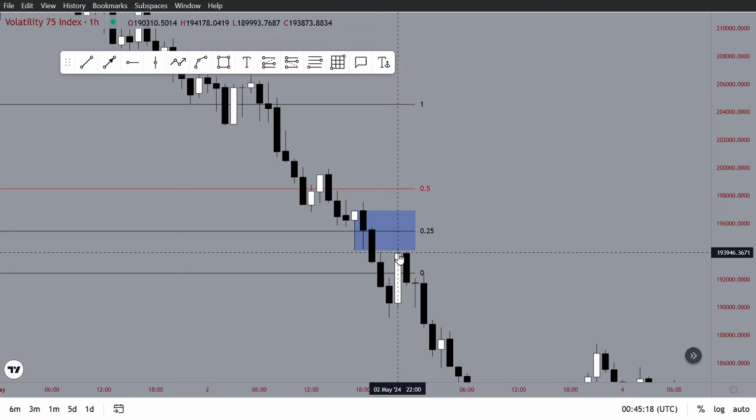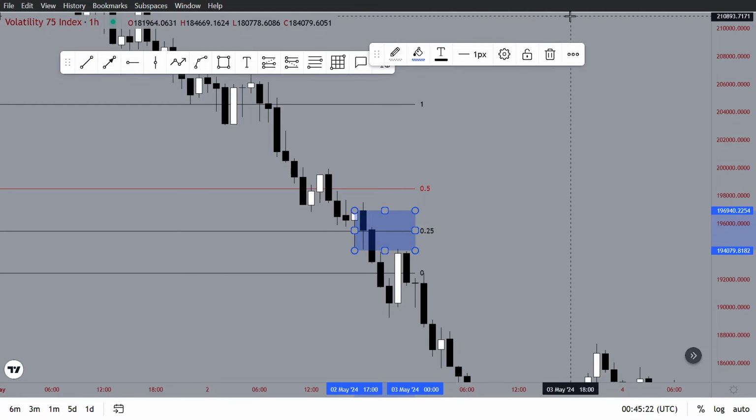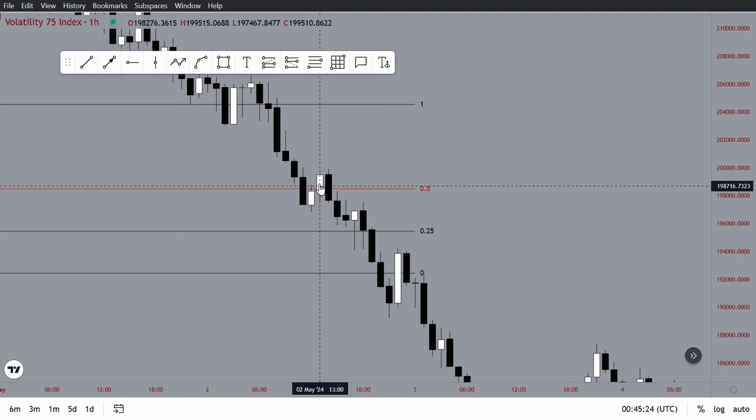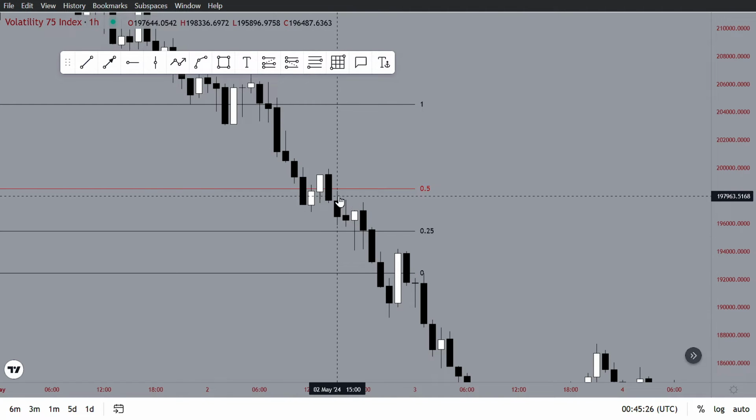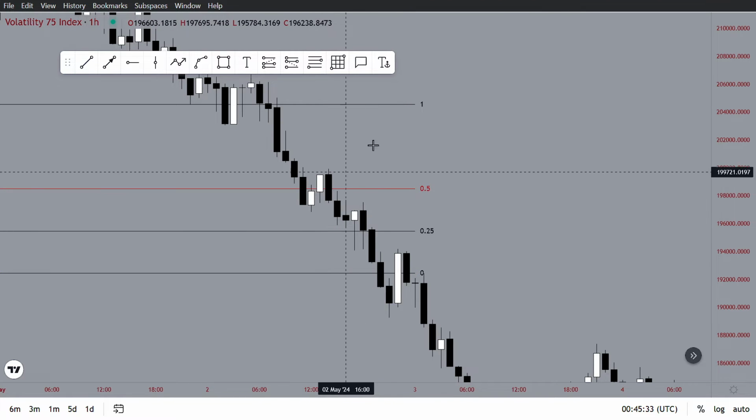That other block was mitigated here, so it is not a fresh zone, so we are not going to use it. This other block was also retested by this wick and then this wick and then here before moving, so this is also not a fresh zone.